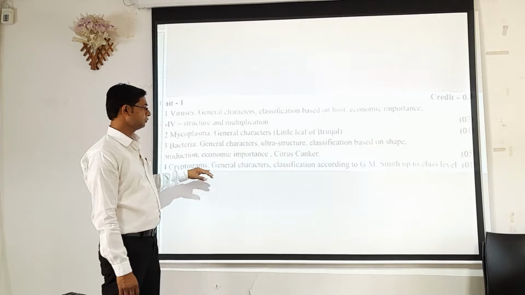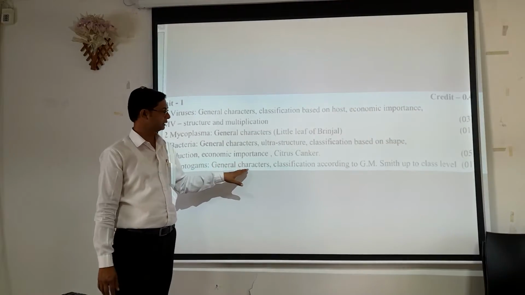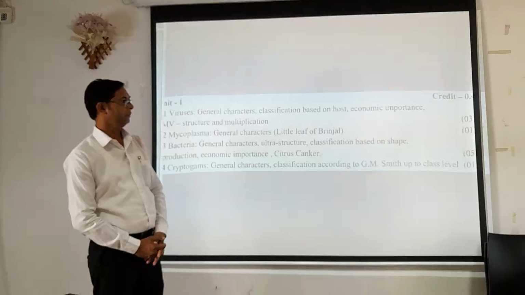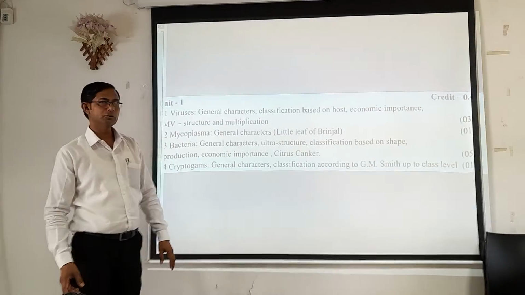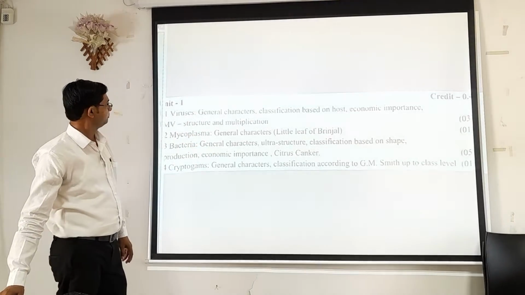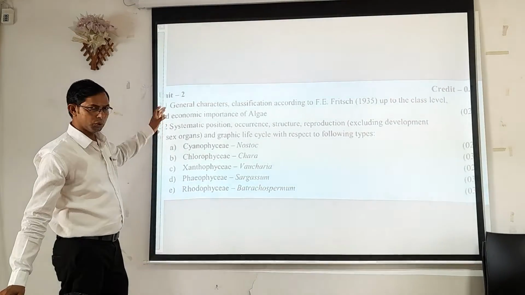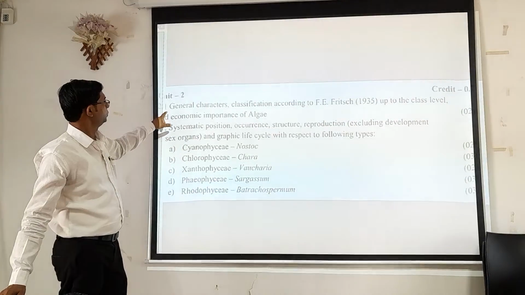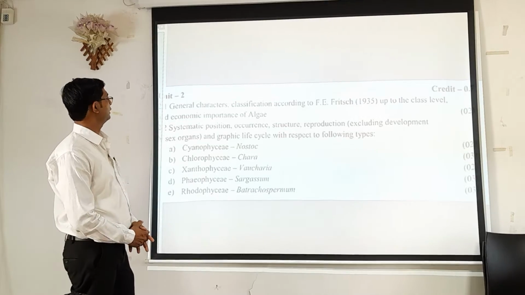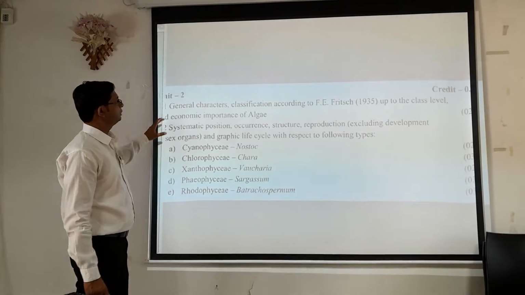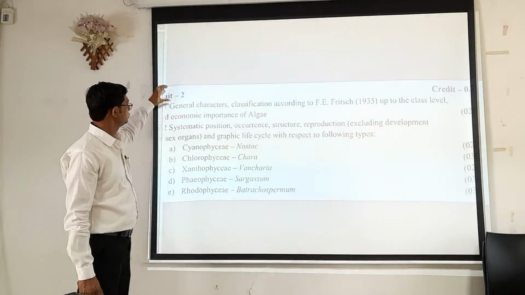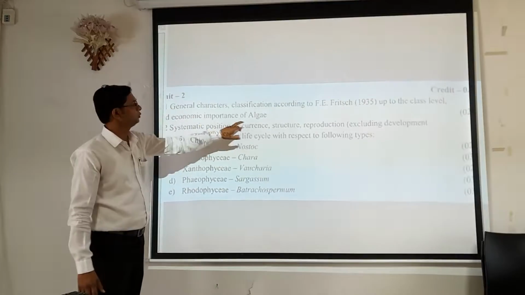In cryptogams we have to discuss the general characteristics and classification according to GM Smith up to class level. So this unit number 1 we have already discussed earlier. Now we have also gone through unit number 2, that is general characters and classification of algae. So unit number 2 is designated to the algae.